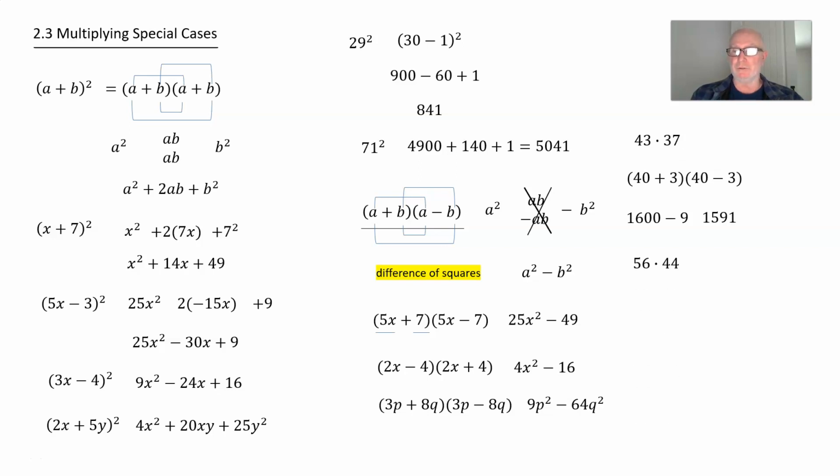All right, here's one for you to try. 56 times 44. Put it in that a plus b times a minus b form and see if you can quickly calculate the answer without a calculator.